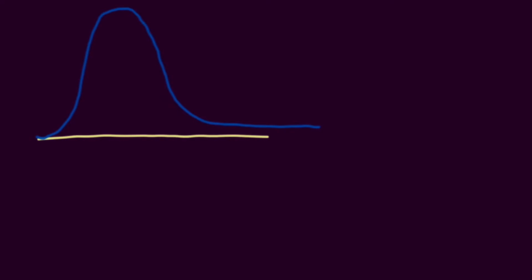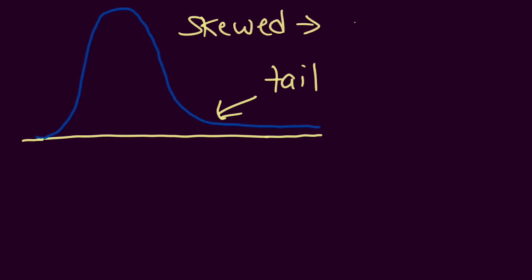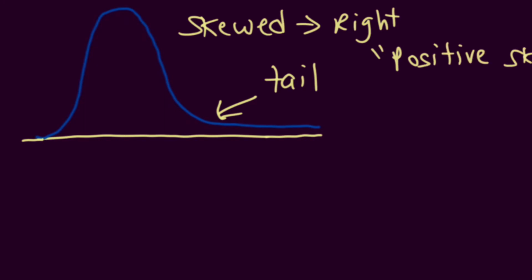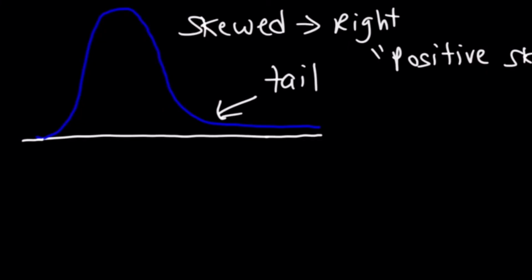So now let's have a look at another one. Is it symmetrical, or skew to the left, or skew to the right? Let's focus here. This is a tail. The tail is at the right, so it's skew to the right. So we can also call it positive skew. Now let's analyze the positive skew or skew to the right distribution.